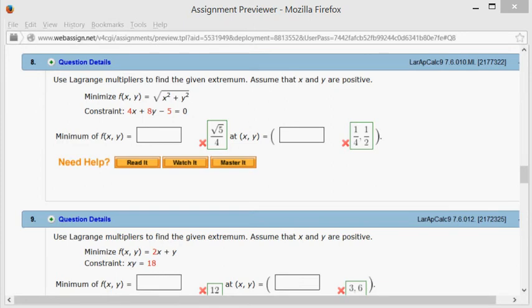Alright, let's look at the homework 7.5-7.6, problem number 8. So we want to minimize this function subject to this constraint, 4x plus 8y minus 5 equals 0. So let's do that.